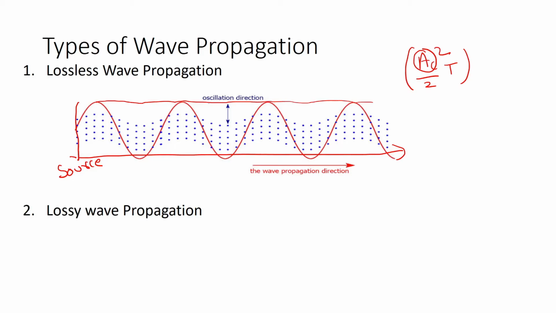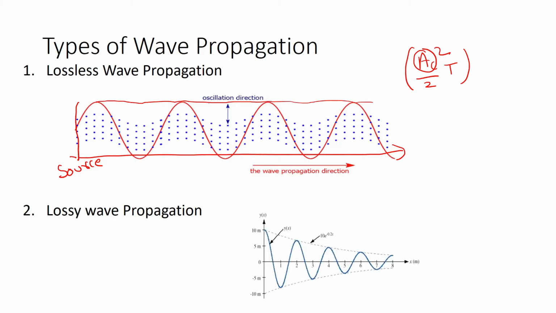Now let us see lossy wave propagation. Lossy wave propagation looks like this. You may see that the peaks are following a curvature. They are not on same level. They are going down as the distance from the source is going up.